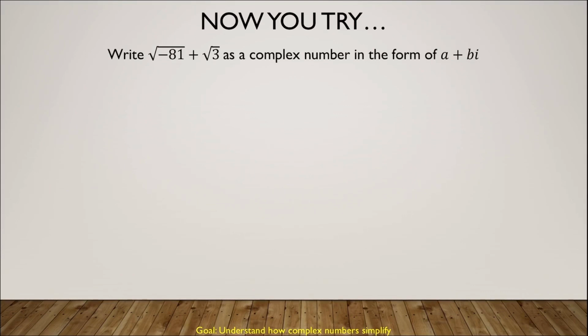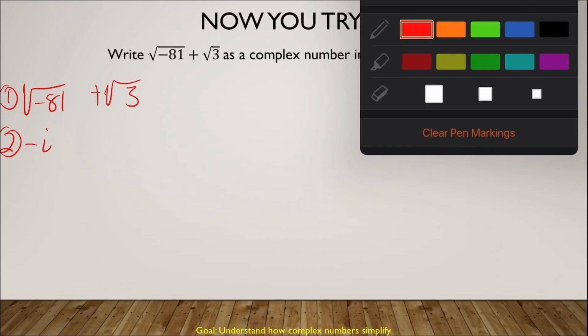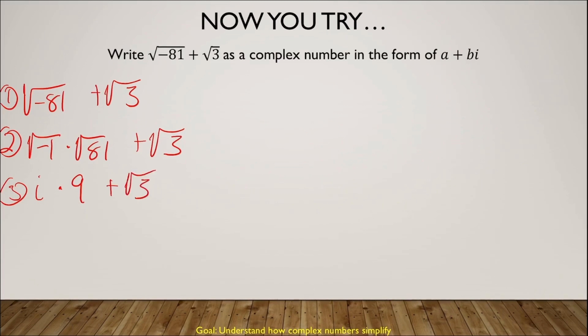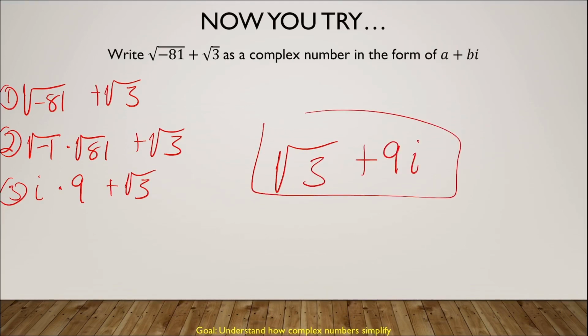You try now. Pause the video. Give it a try. Okay. Square root of negative 81 plus square root of 3. We get the square root of negative 1 times the square root of 81 plus the square root of 3, which gives me i times 9 plus, I can't simplify the square root of 3, so I would just write this as the square root of 3, that's my a value, plus 9i. There we go.